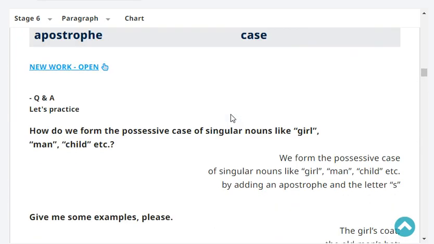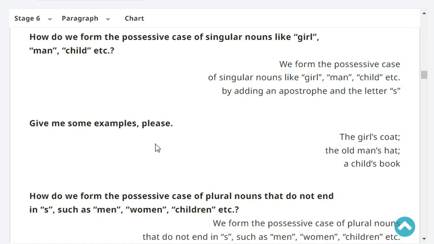First question. How do we form the possessive case of singular nouns like girl, man, child, etc.? We form the possessive case of singular nouns like girl, man, child, etc. by adding an apostrophe and the letter S. Give me some examples, please. The girl's coat, the old man's hat, a child's book. Very good.